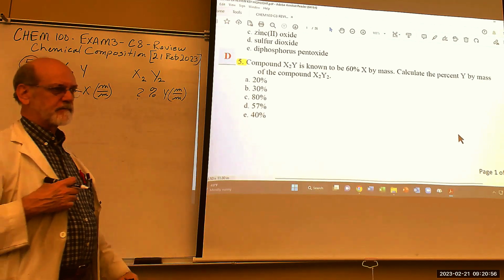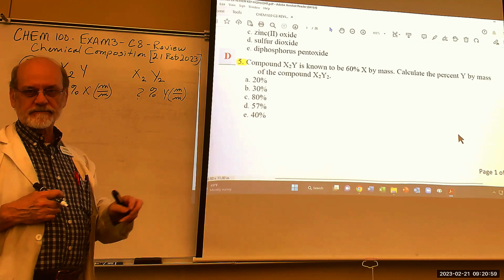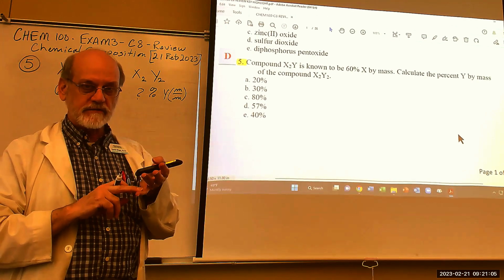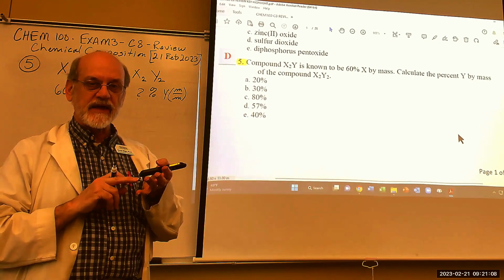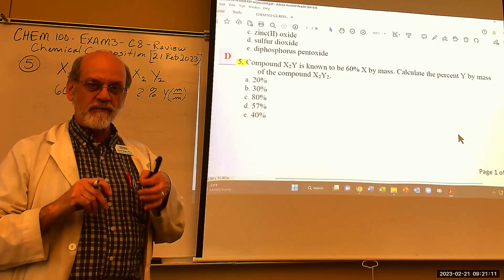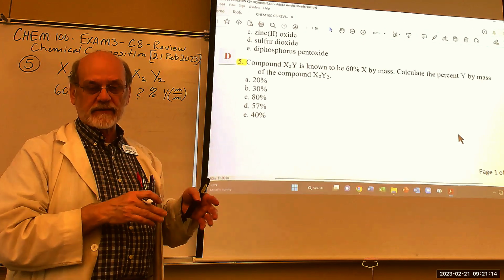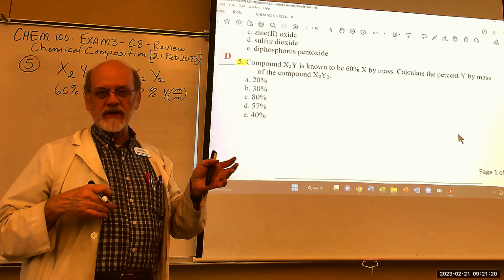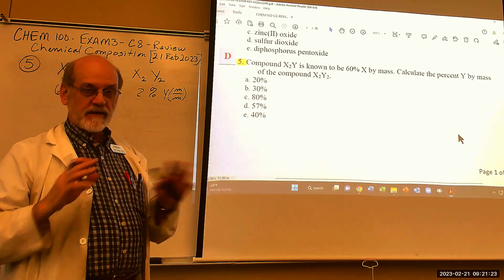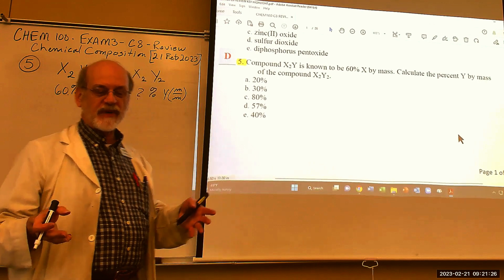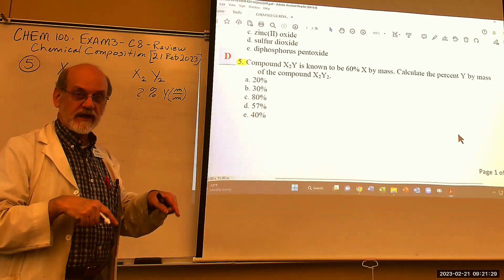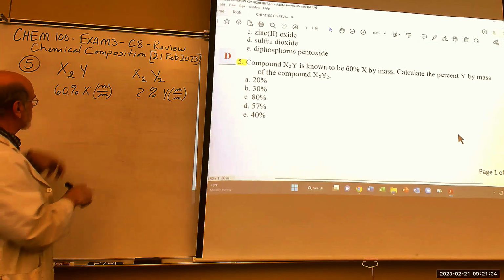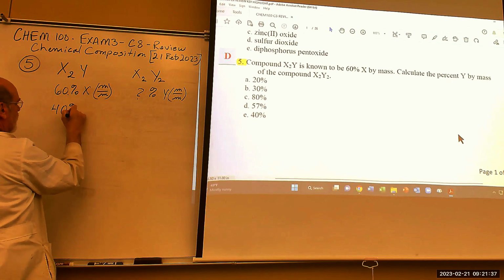Remember, I think it was Proust, said that every compound, no matter where it's derived, has a fixed ratio of masses of the elements in the compound. So if you get water from distillation or water from the combustion of hydrogen and oxygen, you can't tell the difference. They're both the same compound and they're both the same ratio of hydrogen to oxygen. In this case, if it's 60% X, it has to be 40% Y.